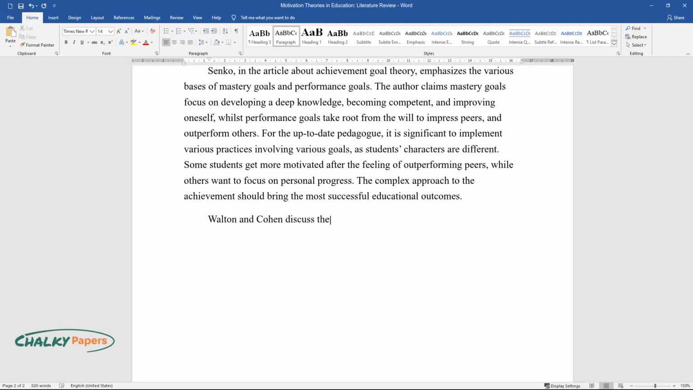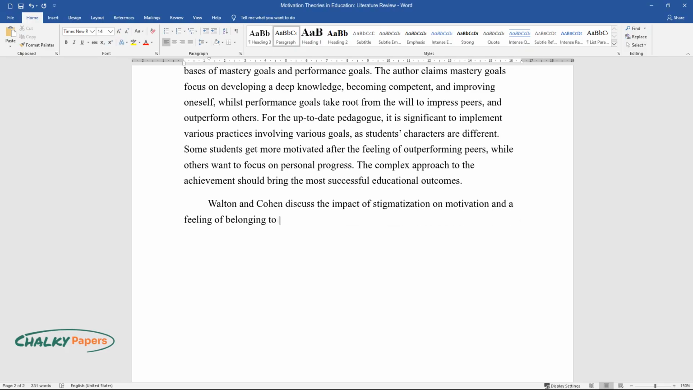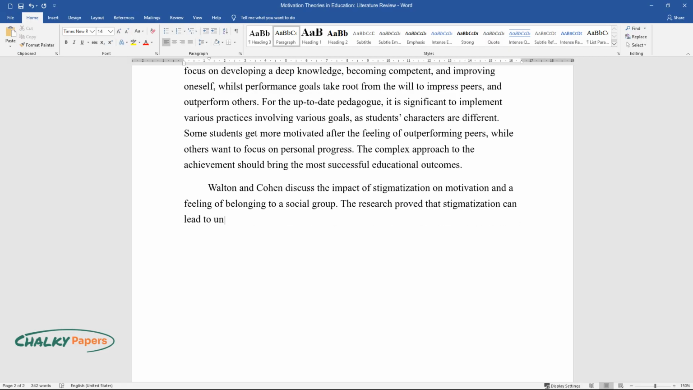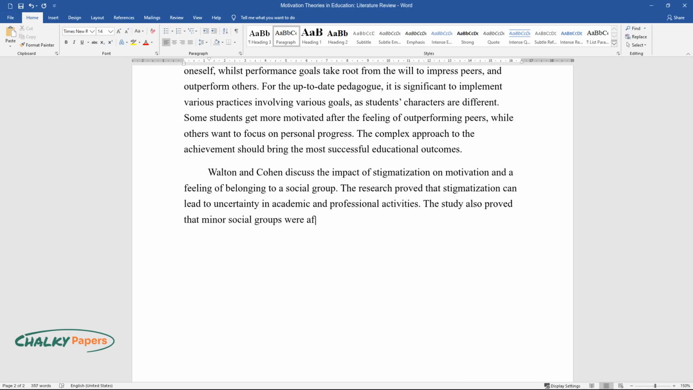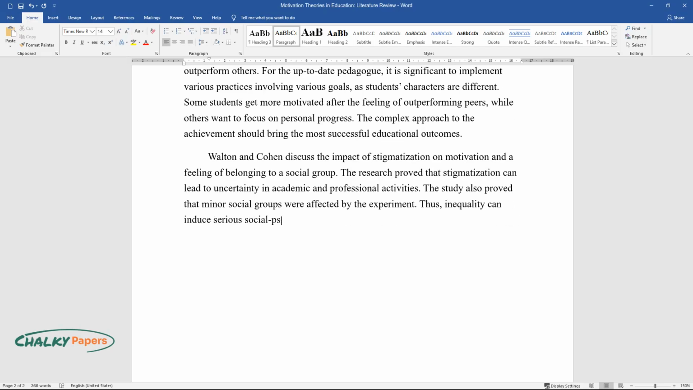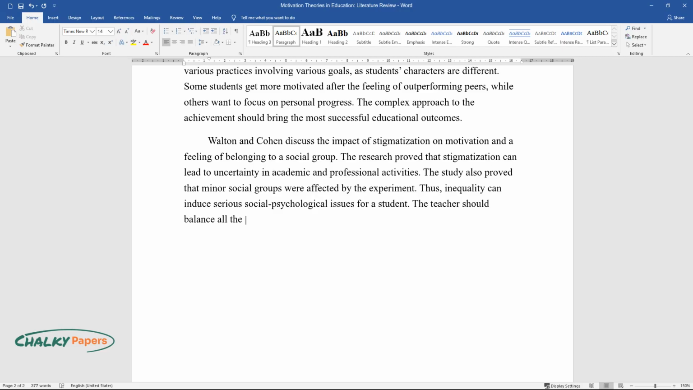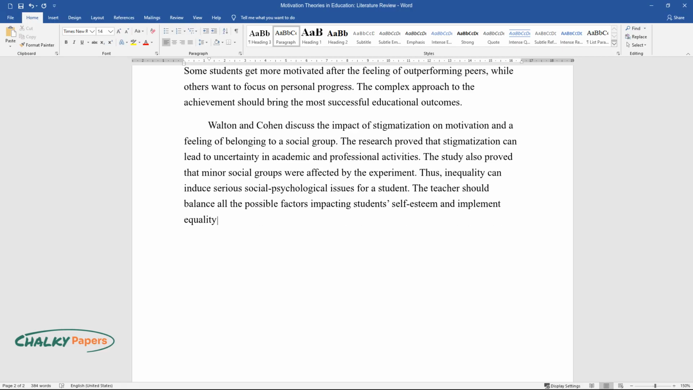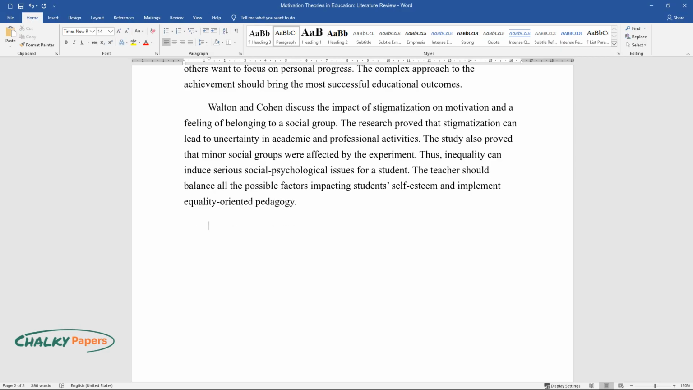Walton and Cohen discuss the impact of stigmatization on motivation and a feeling of belonging to a social group. The research proved that stigmatization can lead to uncertainty in academic and professional activities. The study also proved that minor social groups were affected by the experiment. Thus, inequality can induce serious social psychological issues for a student. The teacher should balance all the possible factors impacting students' self-esteem and implement equality-oriented pedagogy.